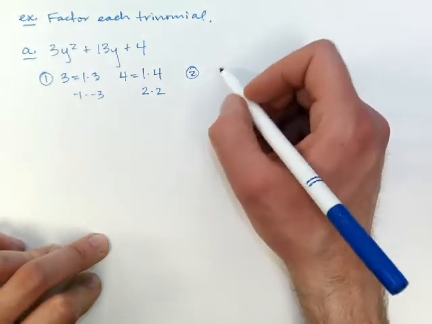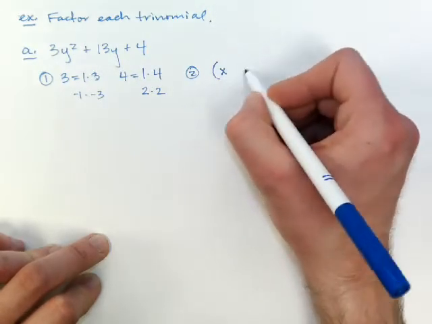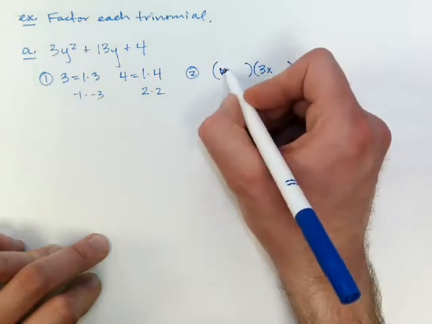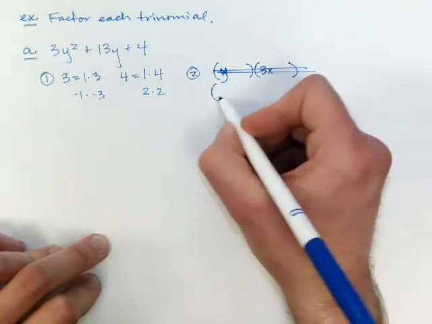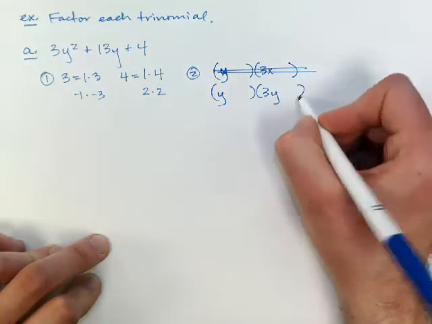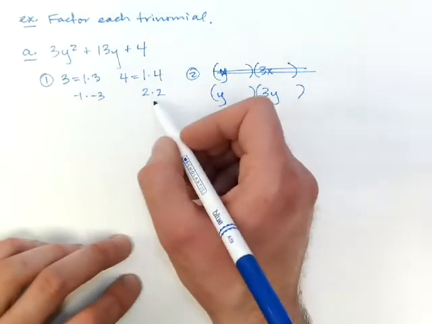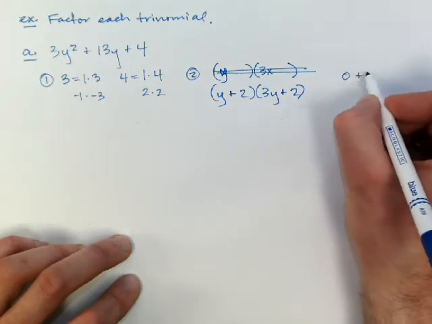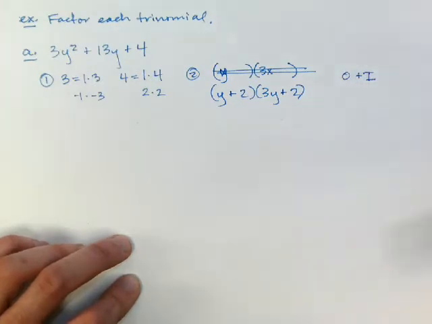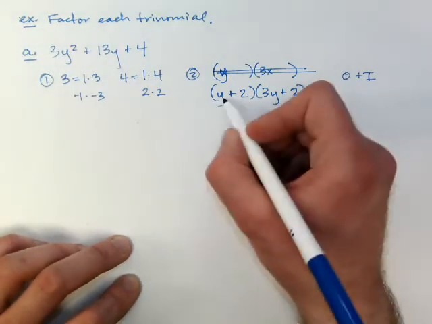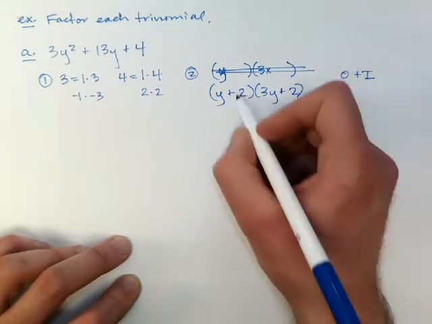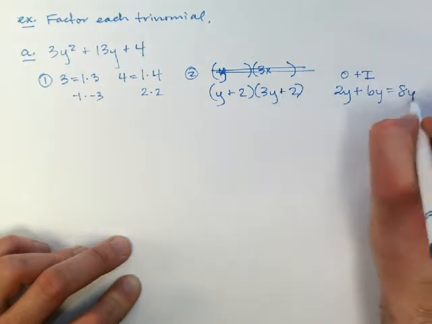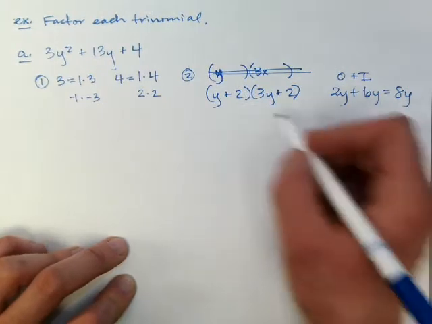Okay, so proceeding by trial and error, we know we need to have a y and a 3y. Oh, sorry, it's y in this one. And maybe we try 2 and 2 as the constant terms. So when we FOIL and we get our O plus I term, we're going to have y times 2, 2y, plus 2 times 3y, 6y equals 8y. Okay, so that one doesn't work.